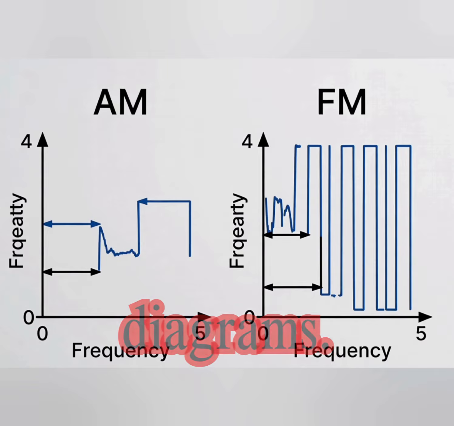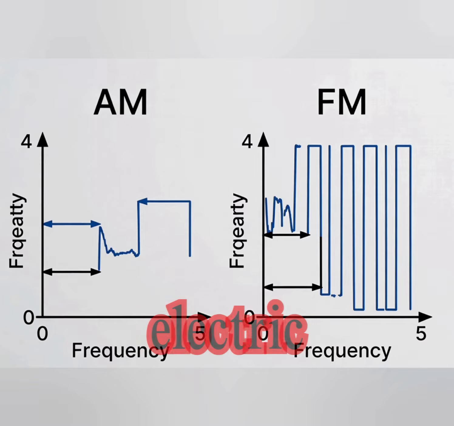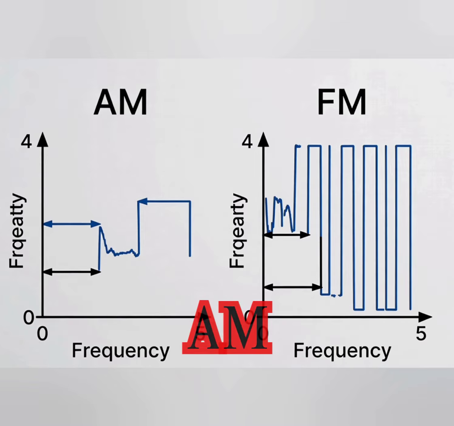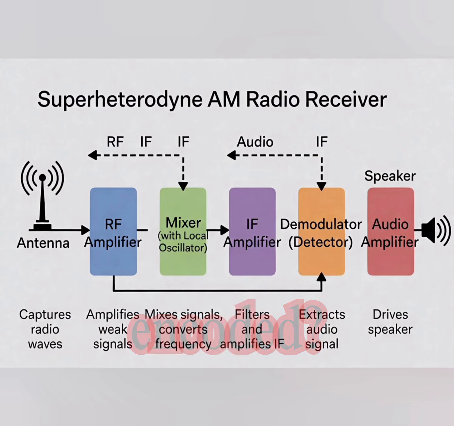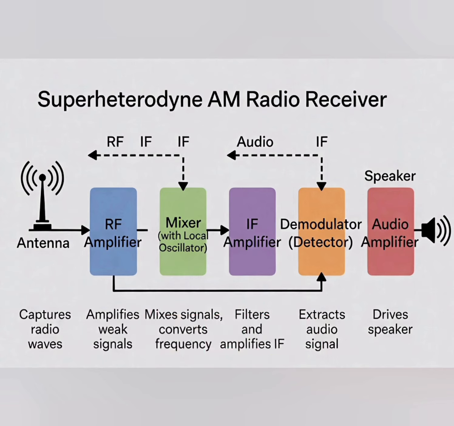Here are illustrative diagrams. Electromagnetic radio wave structure, electric and magnetic fields oscillating perpendicularly. AM versus FM modulation, how information is encoded. Basic radio transmitter and receiver block diagram.